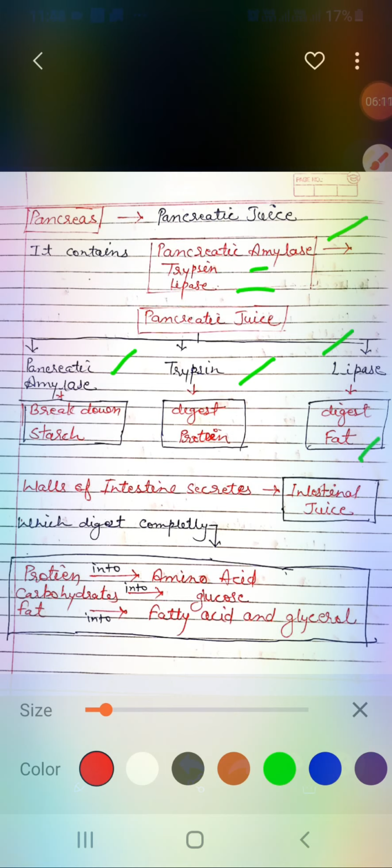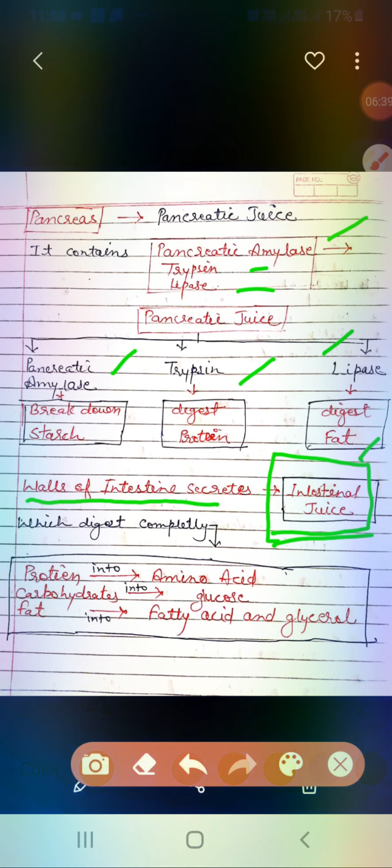After that, the food goes further for further digestion. The walls of the intestine, meaning the inner layer of the intestine, have small glands which secrete a juice known as the intestinal juice. In this juice, different types of enzymes are present which break down the incompletely digested food and digest it completely.